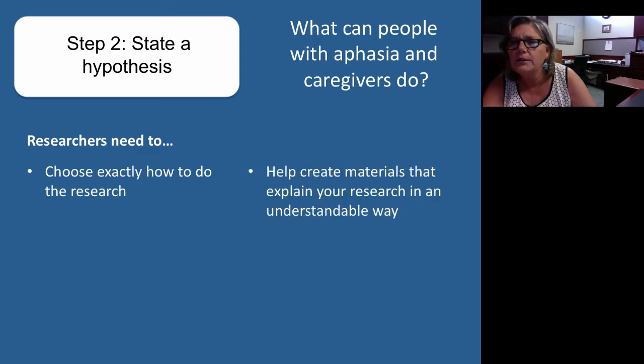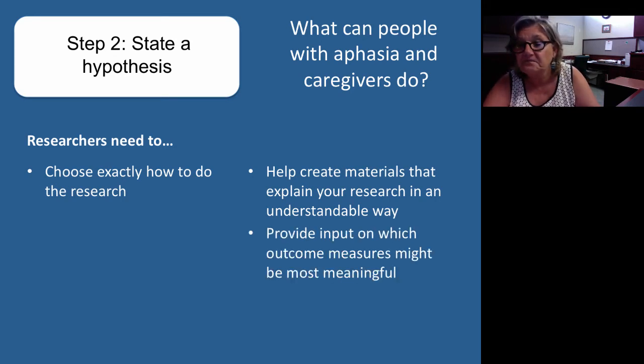Well, one thing you can do is help the researcher create materials that explain the research in an understandable way. You can give your expert opinion on whether information about the project is easy to understand or not. You might even be able to talk with a researcher about how to measure things. What kind of measures are important to you?